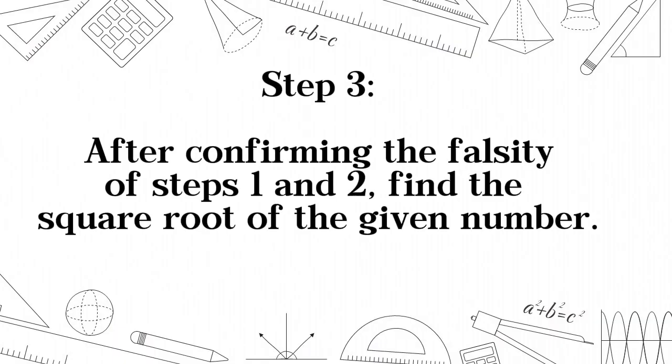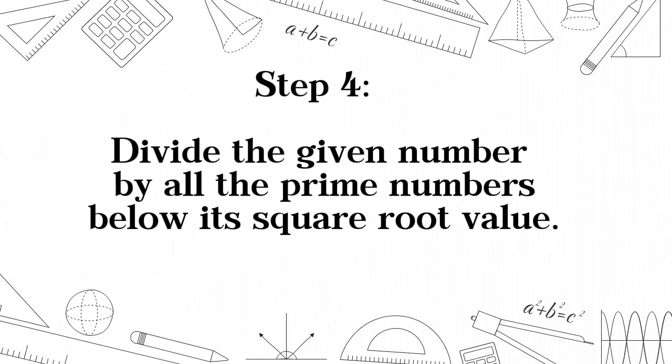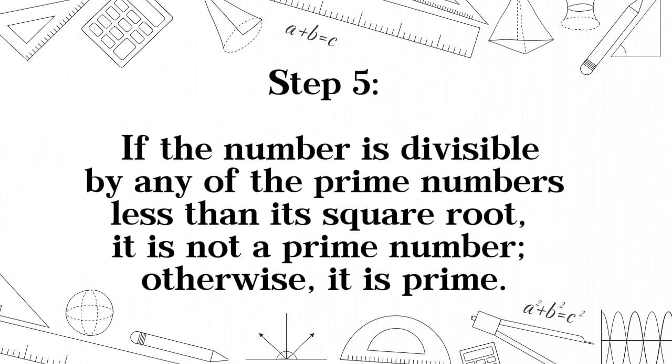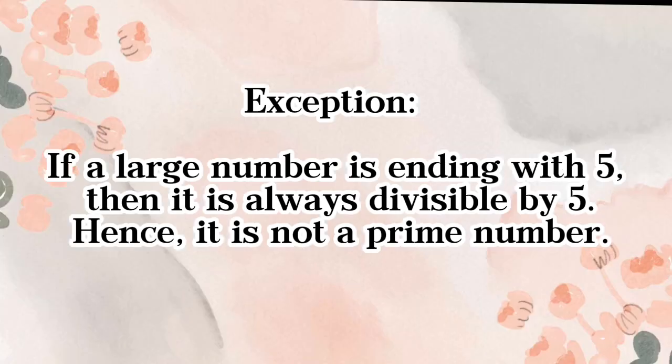Step 3. After confirming the falsity of steps 1 and 2, find the square root of the given number. Step 4. Divide the given number by all the prime numbers below its square root value. Step 5. If the number is divisible by any of the prime numbers less than its square root, it is not a prime number. Otherwise, it is prime. Exception: if a large number ends with 5, then it is always divisible by 5. Hence, it is not a prime number.